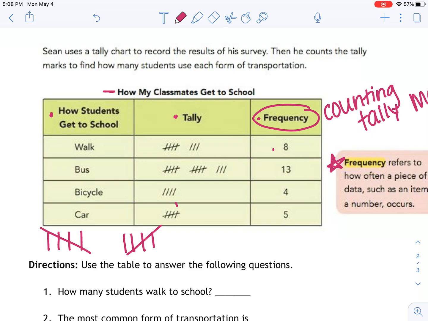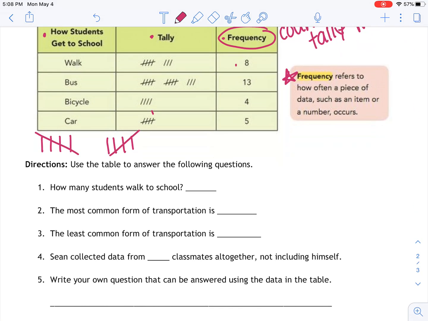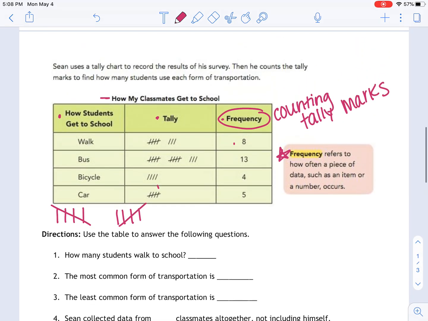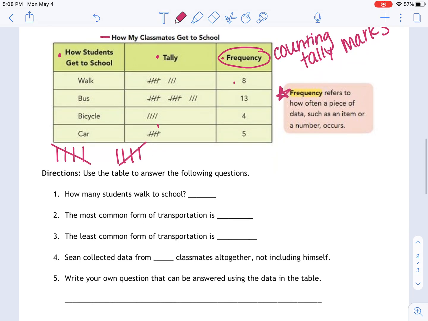All right, so we have this data in the table, and we're going to look at answering these couple of questions that we have down below. Okay, number 1, how many students walk to school? Well, we're going to look at our table, the walk row. We could look at the frequency to say 8, so there are 8 students that walk to school.